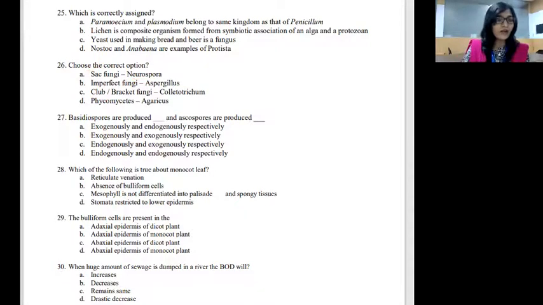Okay, let's see the next question. Choose the correct statement: basidiospores are produced. Spores are produced, which means they are haploid in nature. Basidiospores are produced in basidiomycetes in fungi. They are produced exogenously. Where are the spores produced? They are produced outside. So you have to see exogenous. The first two options are given. And ascospores will be produced inside, so it's going to be endogenous. So we can say option A is the correct statement.